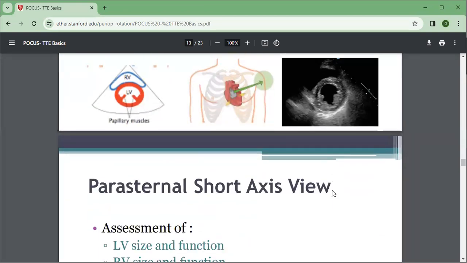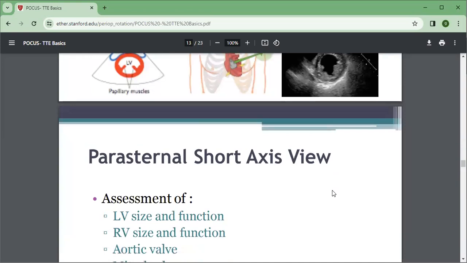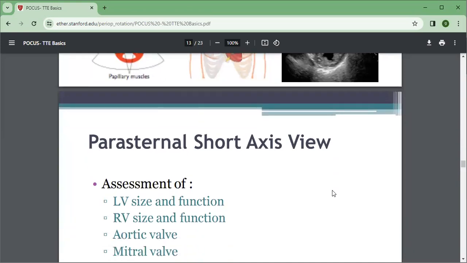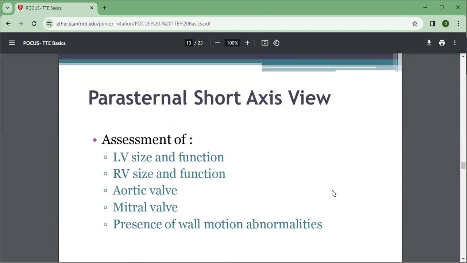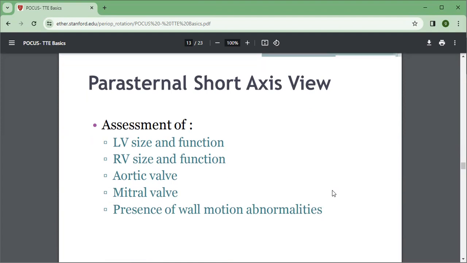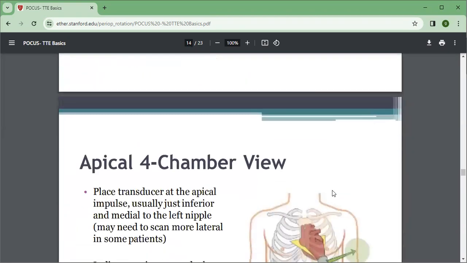of the parasternal axis. The parasternal short axis will be able to assess the left ventricle size and function, the right ventricle size and function, the aortic valve, the mitral valve, and the presence of wall motion abnormalities. This tells whether there is ischemic heart disease, because it is going to show dyskinesia, hyperkinesia, or hypokinesia, depending on the pathology of the walls.